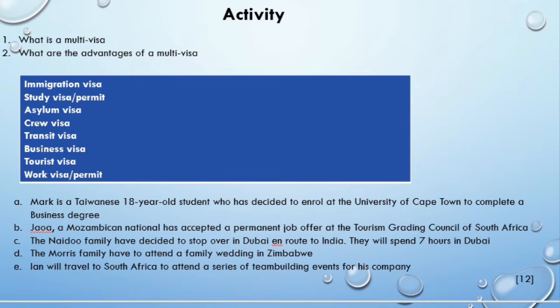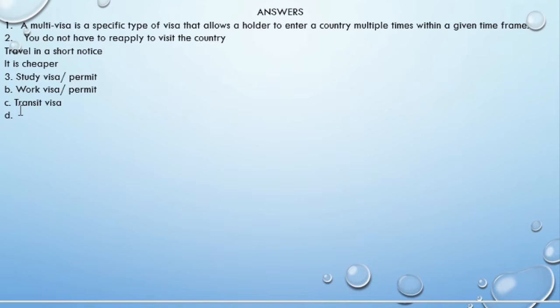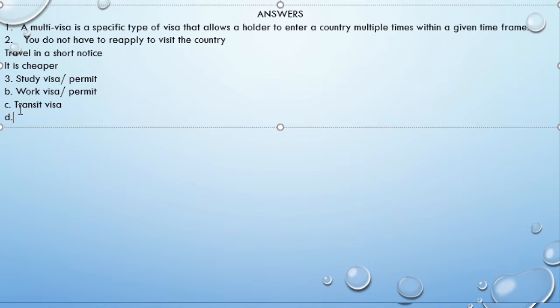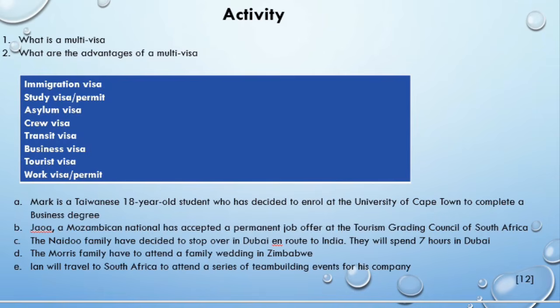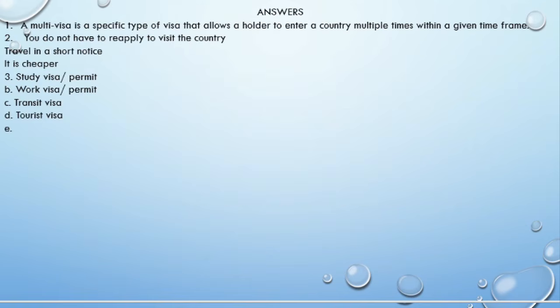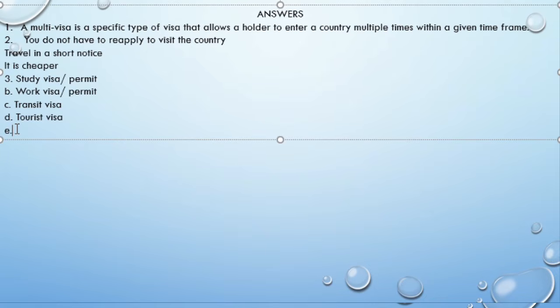And indeed, the Morris family have to attend a family wedding in Zimbabwe. So they would need a tourist visa. And then lastly, Ian will travel to South Africa to attend a series of team building events for his company. He would need a business visa.